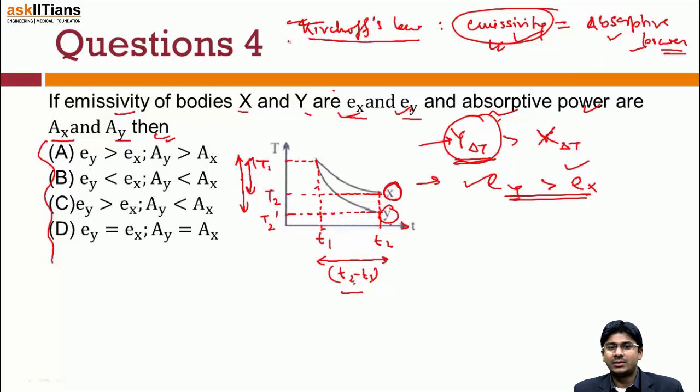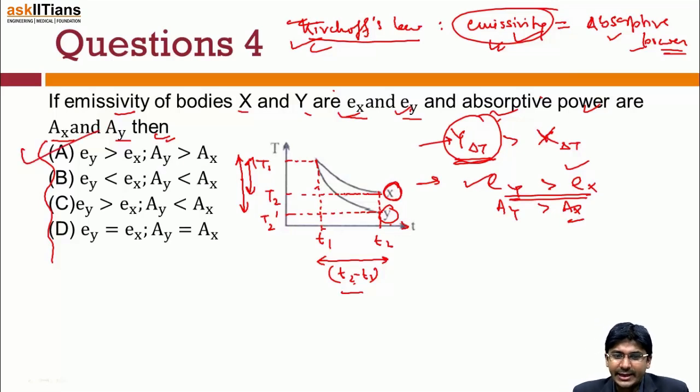Now by the simple Kirchhoff's law application, we know that absorptive powers will follow the same rule, right? Now the absorptive powers here are Ay, Ax, so it will be simply this. So the correct option here, if you see, it's the A option.